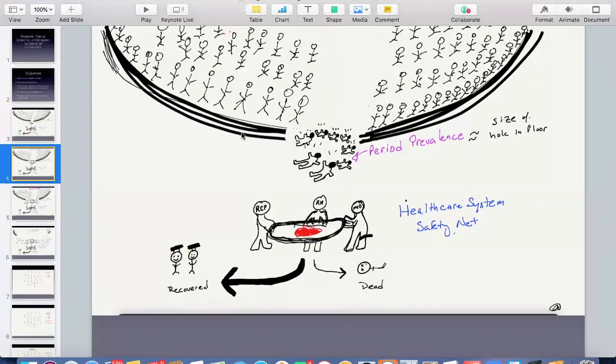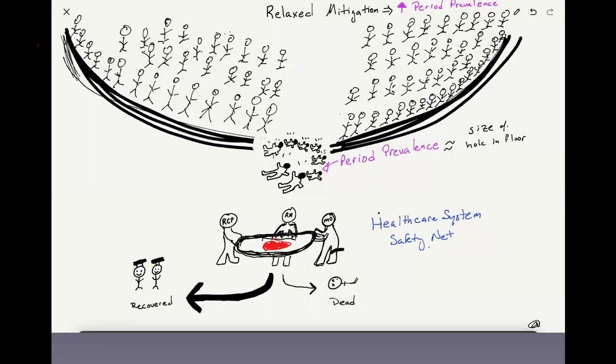And as we relax mitigation, you can see that the period prevalence is going to increase, and that the size of the hole in the floor is larger now. And so there's more people falling through that are becoming infected. And at this point, we still have an adequate match between this period prevalence and the healthcare system safety net. And this is kind of where we are at the moment.